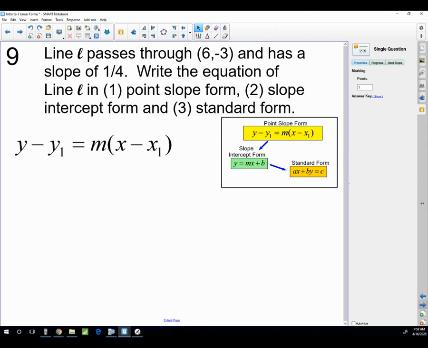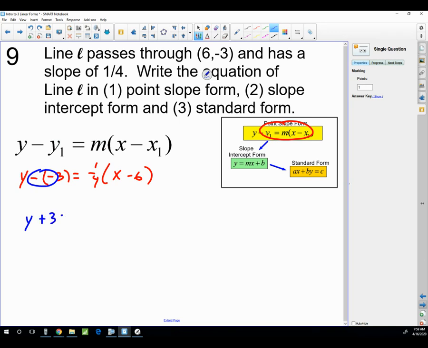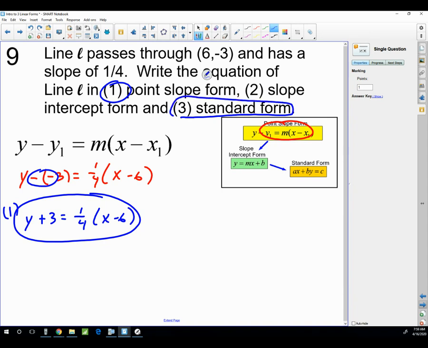All right, let's go through 2 of these, and then I think we'll be done. We want to write this in point slope first. So we would go y minus -3 equals 1/4 times x minus 6. Now, this is a little middle schoolish, so let's write this as y plus 3 equals 1/4 x minus 6. And then that would be the answer to part 1. Now, at Socrative, I'm just going to ask for the answer to part 3. But in a written assignment, we would come up with all 3 of those.